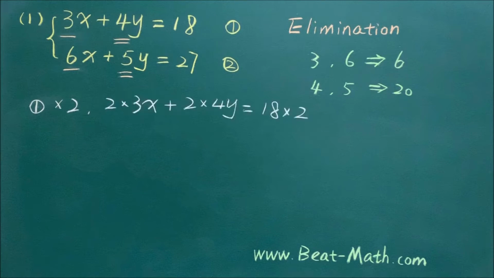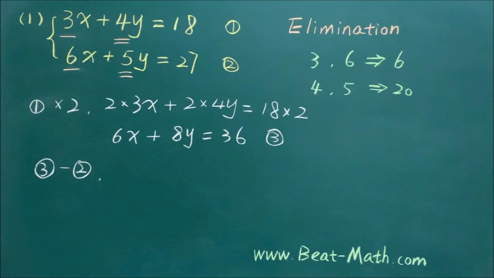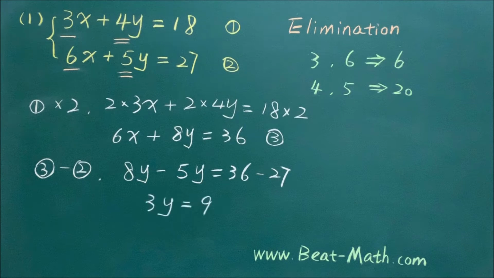2 times 3x is 6x. 2 times 4y is 8y. 18 times 2 is 36. This is equation 3. Then we subtract equation 2 from equation 3. 6x minus 6x equals 0. 8y minus 5y equals 3y. 36 minus 27 equals 9. We get 3y equals 9.